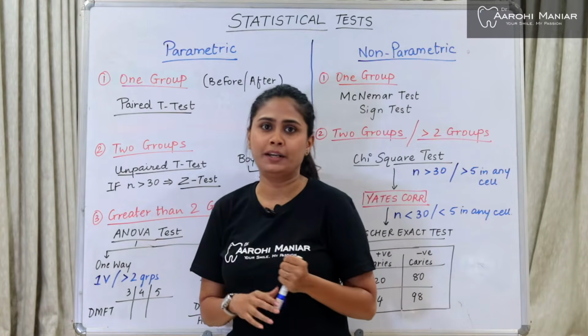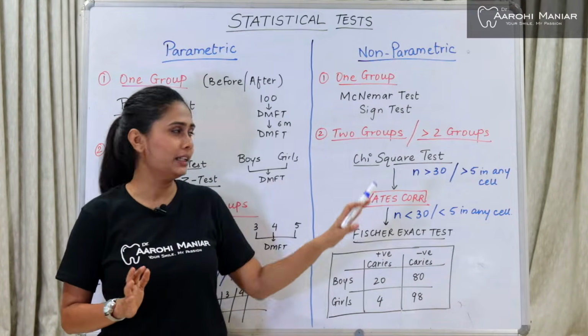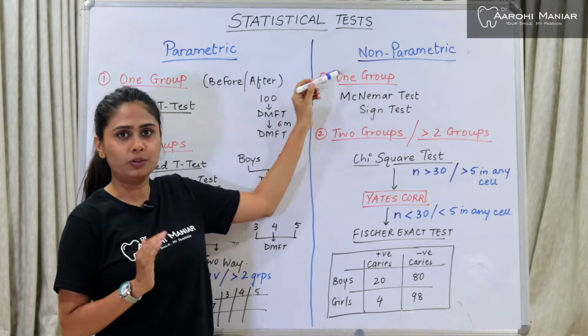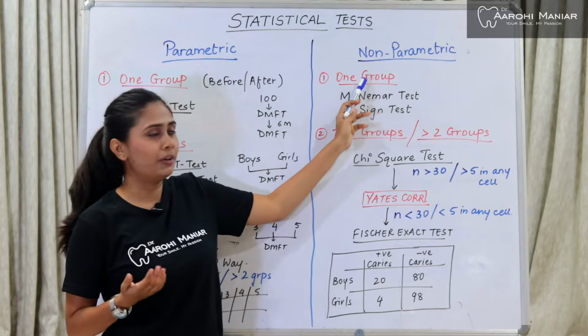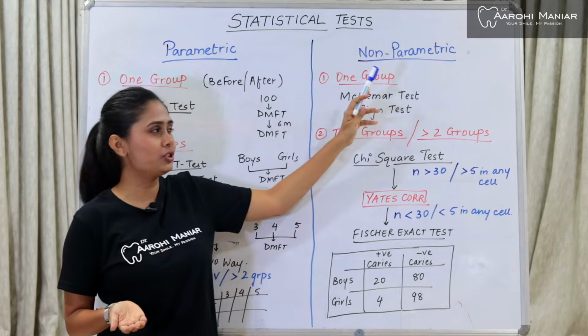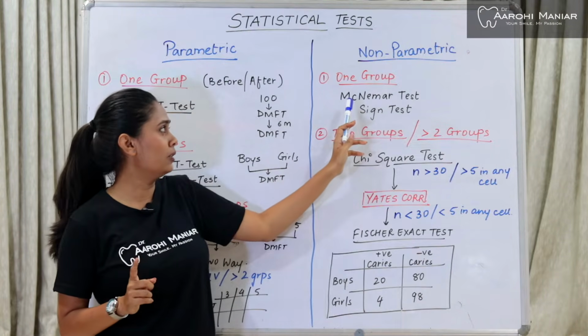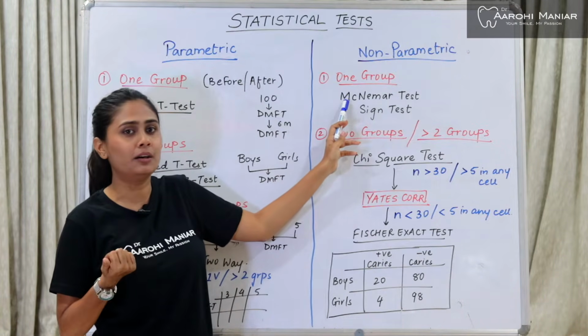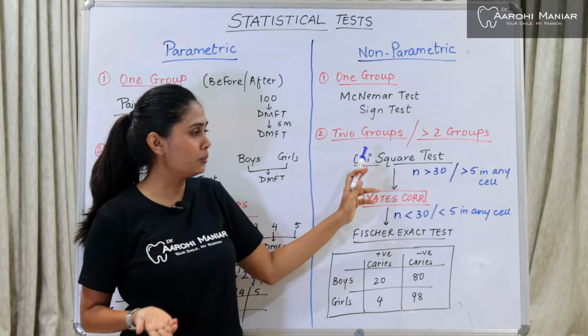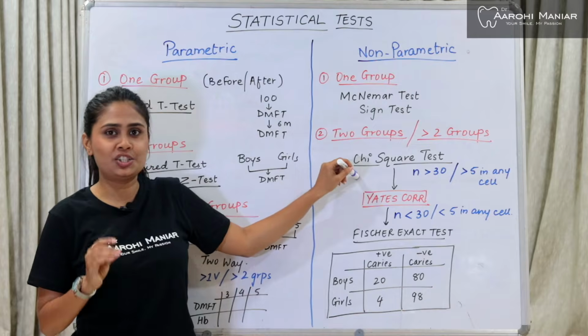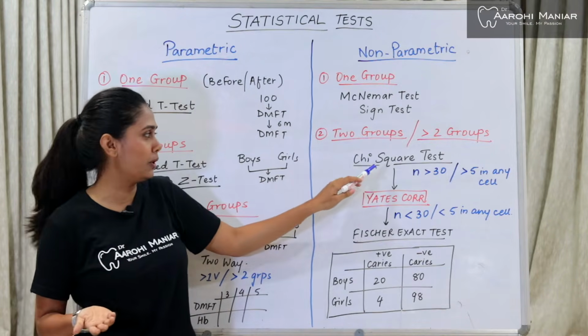Moving on to the non-parametric test. It's a very simple thing here. Here we only divide into one group, two, or greater than two groups. Okay. So if I am performing a non-parametric test on one group, that test is known as a McNemar test or a sign test. For greater than two groups or two groups, we have something known as chi-square test, whatever you people want to say.